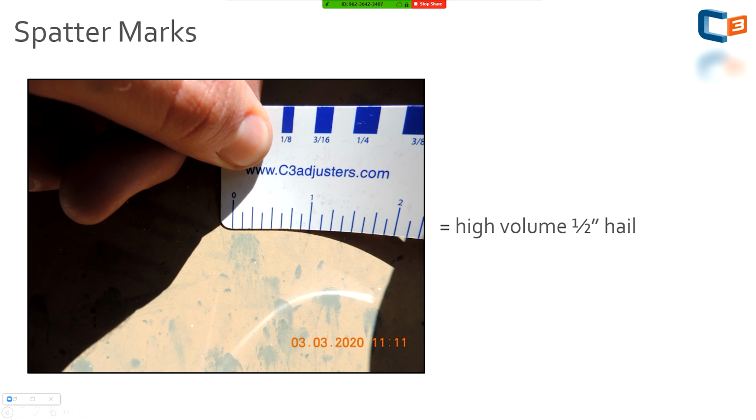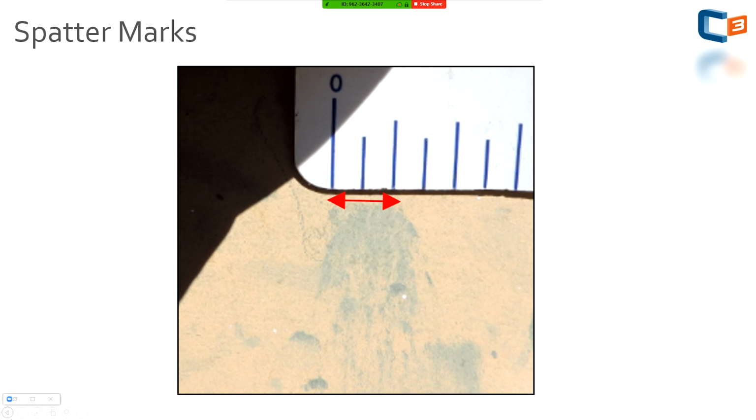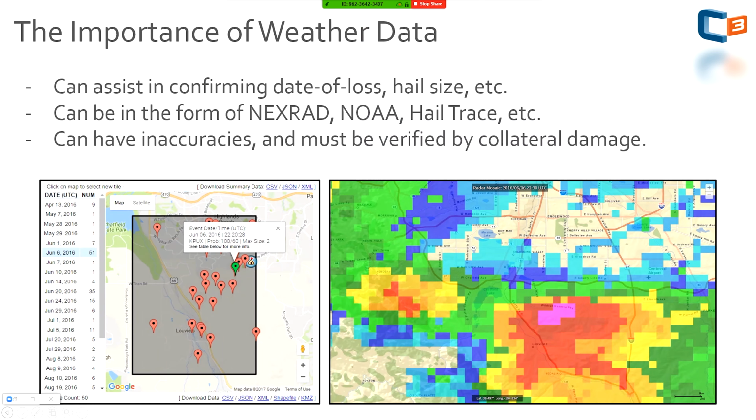So an example of this, we have a spatter mark here. We measure the width of the spatter mark, and then we multiply that by 2. So in this case, if we had a 1/4-inch spatter mark, this would be indicative of 1/2-inch hail. So there's a little close-up view. We actually measure the head of the spatter mark, not the trailing end below there.